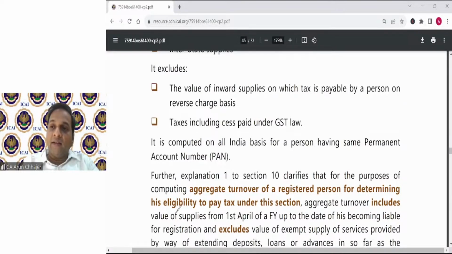Section 22 subsection 1, we have read this in CA Inter. 22(1) means the limit is 10 lakh, 20 lakh or 40 lakh, whatever the case may be. It means if your turnover exceeds that threshold limit, you have to take registration. While opting for registration, you may go for the regular category or you may go for the composition category. But if you are going for composition, there are certain restrictions which you need to comply with. Correct?